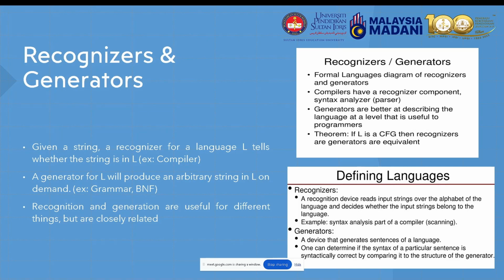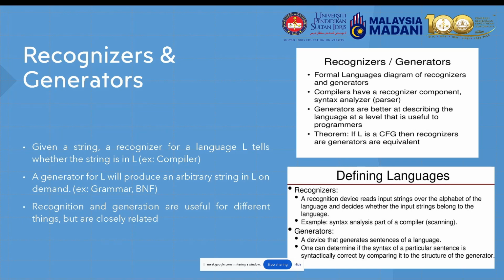Okay, and then we have a recognition device. We call it R. R for what? R for roti. Okay, R for roti is a recognition device in language L. Okay, given a string, a recognizer, called R, for a language L, tells whether a string is in L. Example, a compiler. And then we have a generator for L, which will produce arbitrary strings of L on demand. Example, we have L as do, while, for, if, else, and so on.